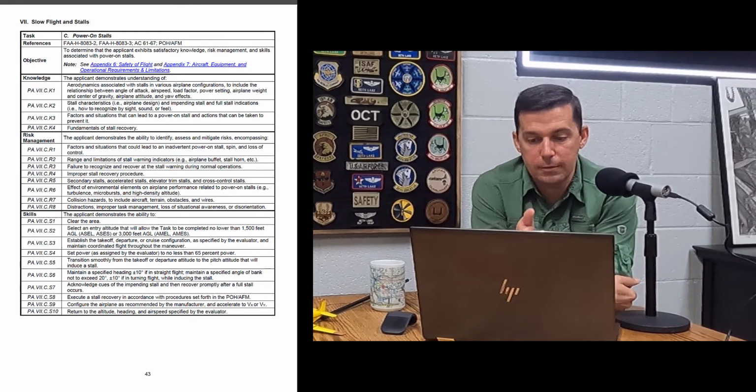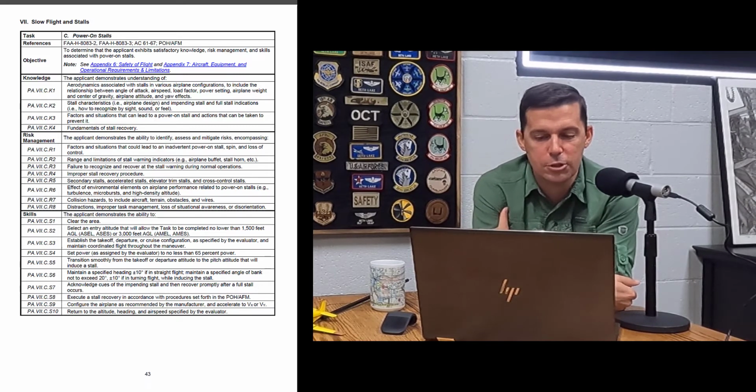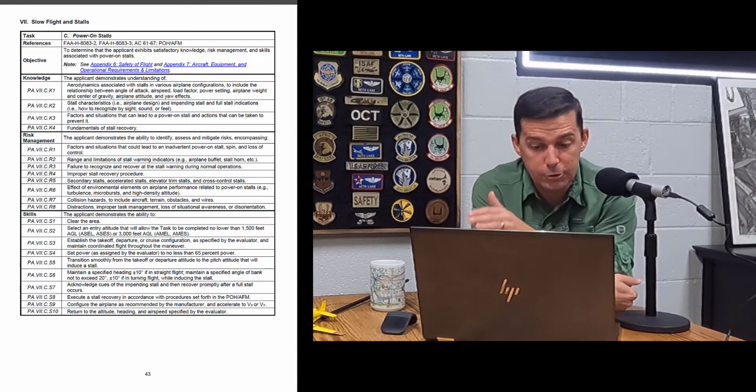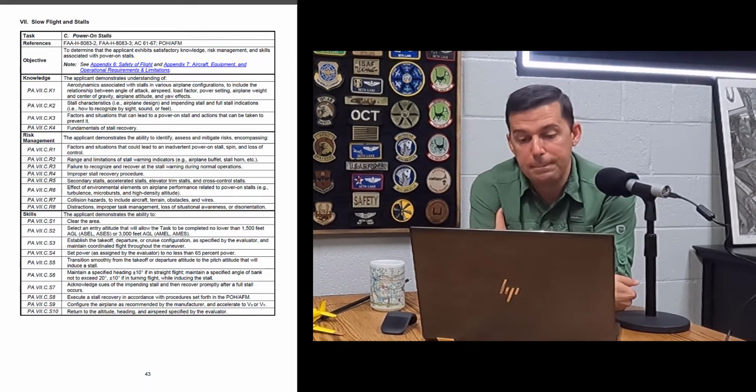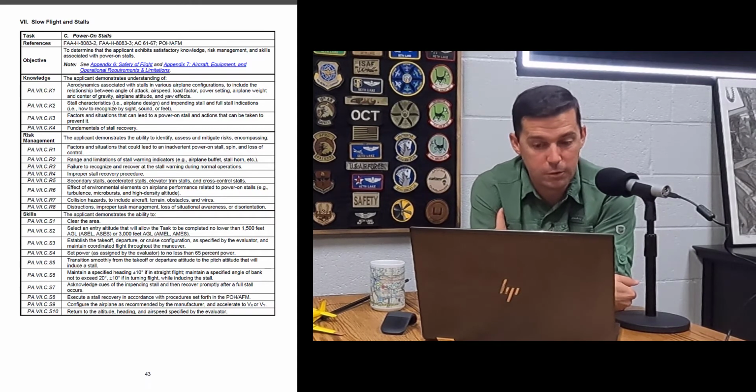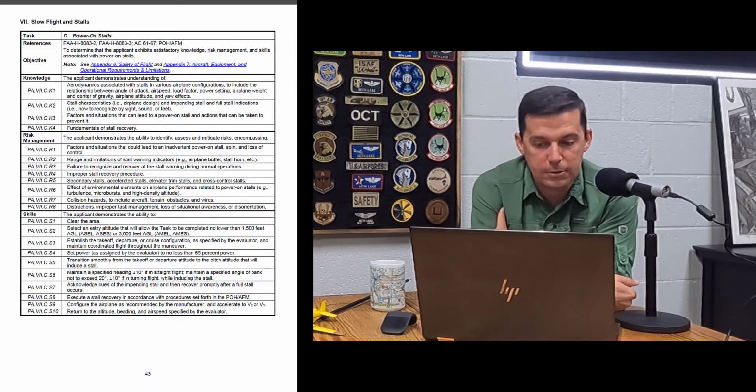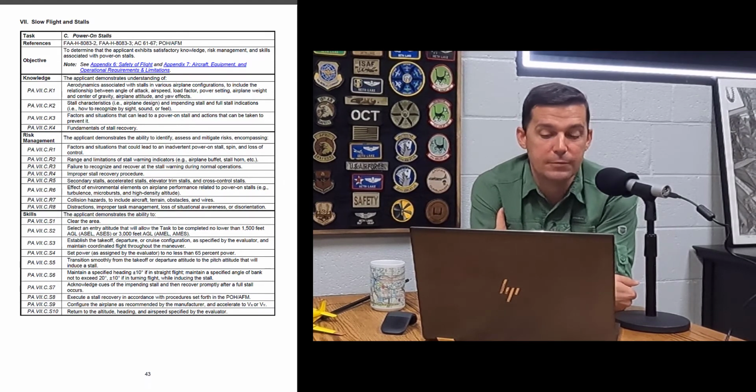Set power at no less than 65% power. Sorry, I said 50% earlier, it's 65%. Transition smoothly from takeoff departure attitude to the pitch attitude that will induce a stall. Maintain specified heading, plus or minus 10 degrees if in straight flight, and bank not to exceed 20 degrees if in turning flight. Acknowledge impending stall and recover after a full stall. Execute stall recovery. Configure the airplane to climb out at VX or VY, and then return to the heading and altitude specified by the evaluator.